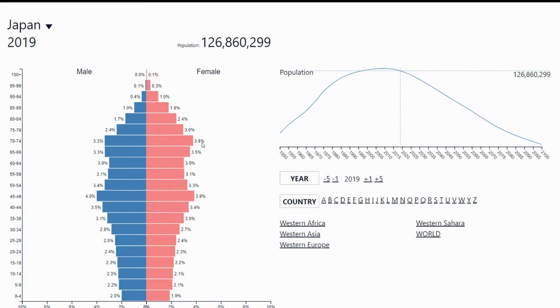If we look at Japan, now Japan is an extremely developed country. It's developed to the point where healthcare is really good. So you can see that there's still lots of people up in the 80s and beyond.